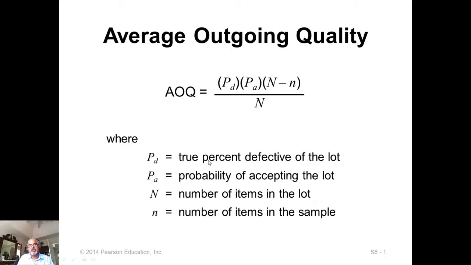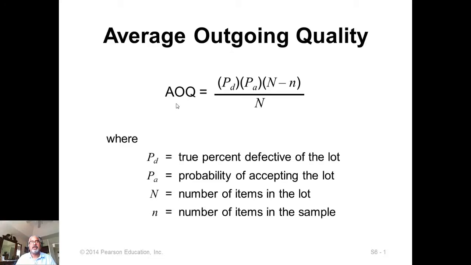P sub D is the percentage of defectives in the lot, and for that percentage of defectives in the lot, what is the corresponding probability of accepting the lot? The uppercase N is the lot size coming in, and the lowercase n is the sample size of the sampling plan. We don't know what P sub D is going to be for a given lot. Therefore, like in the case of the OC curve, we have to make up values for P sub D ranging from 0 through say about 10% or so, compute the AOQ for each of those P sub D values, and then plot that.